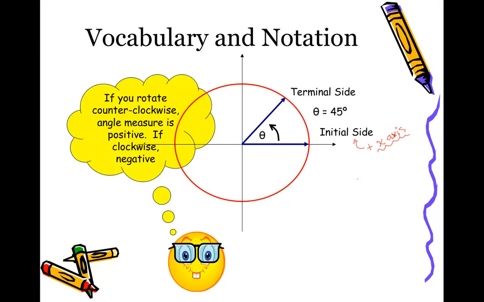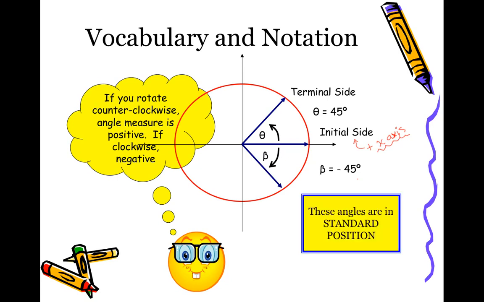If we call this theta, and theta is 45 degrees, if you rotate counterclockwise in the positive direction, this is a 45-degree angle. If we went clockwise instead, that same amount, that is what we call negative 45. So the angles are in what we call standard position.